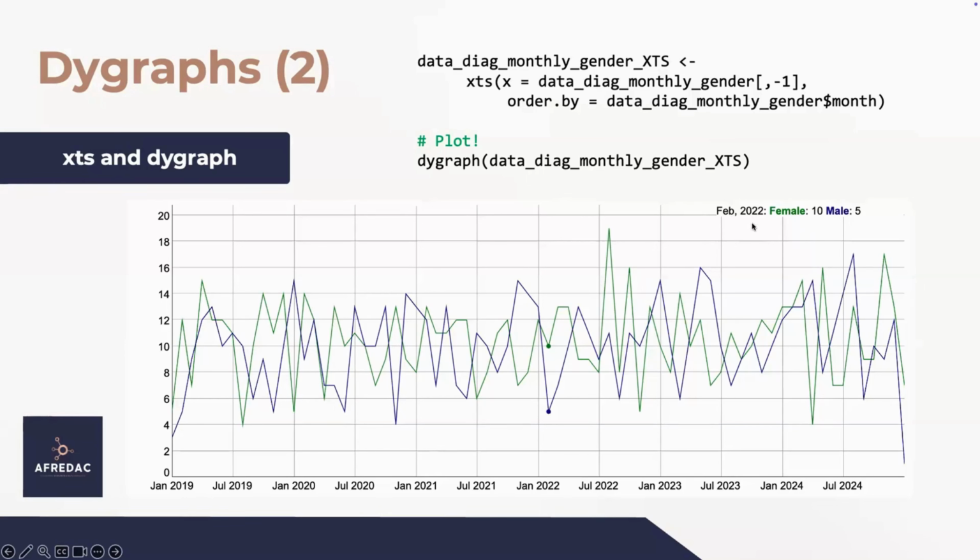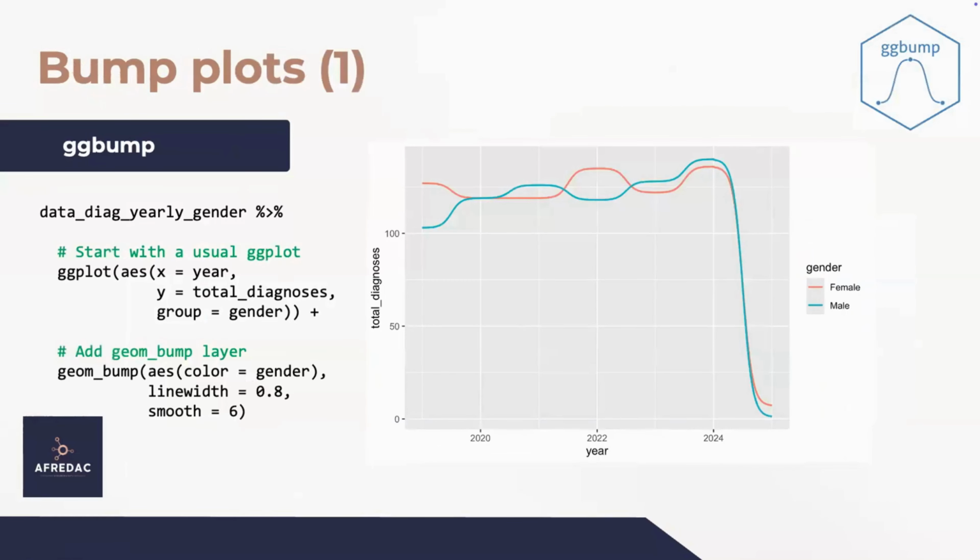It should display the numbers for each of the categories that you are measuring over time. And then finally, we looked at bump plots. These are a component of ggplot, for example, and they're really useful when you don't have a lot of points. For example, in this particular example, we only had one data point per year instead of one data point per month.